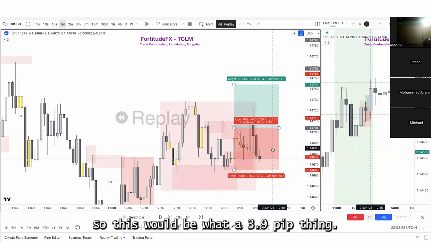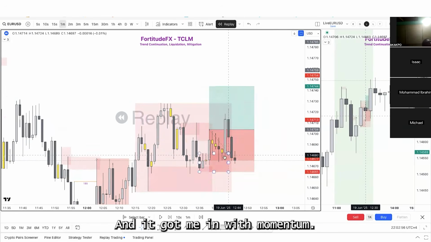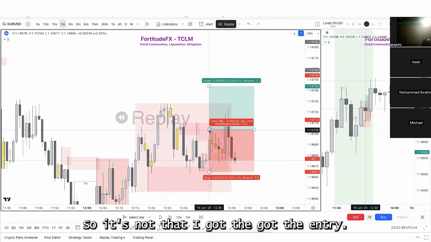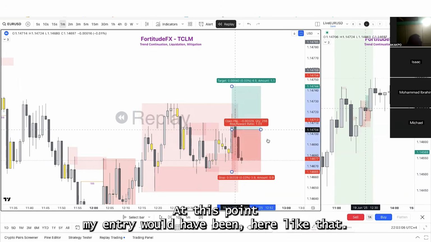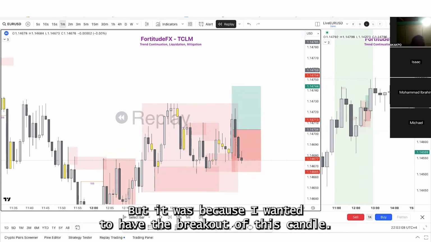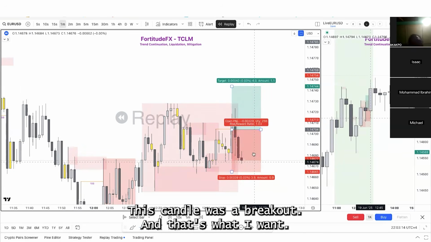So this would be what, a 3.9 pip thing, and it got me in with momentum. So it's not that I got the entry at this point. My entry would have been here, like that. But it was because I wanted to have the breakout of this candle. This candle was a breakout, and that's what I want.